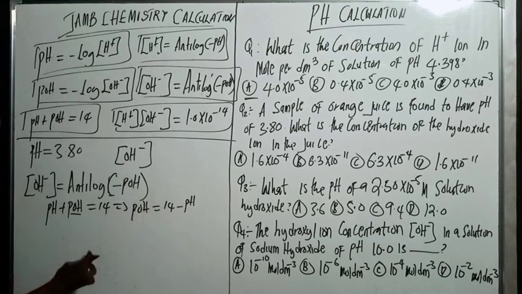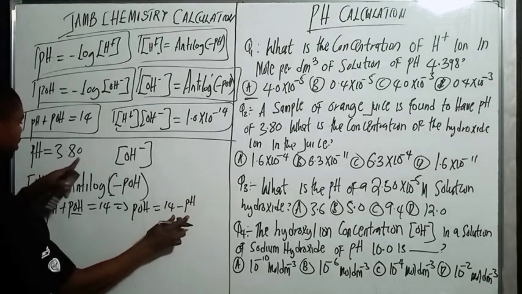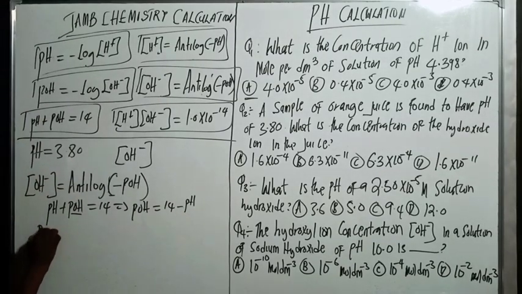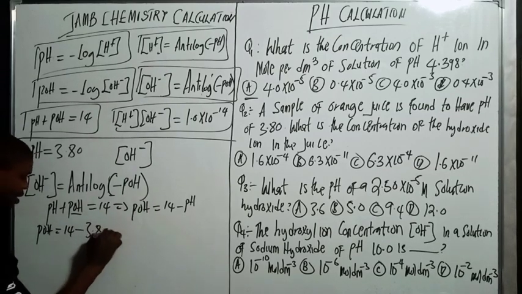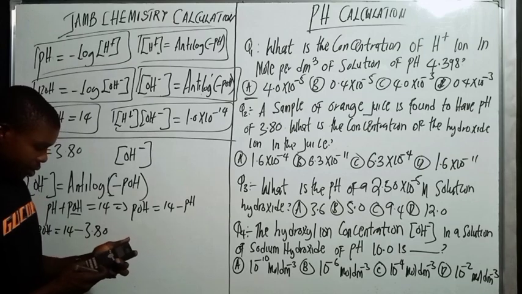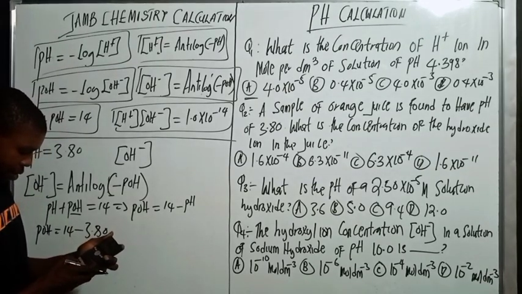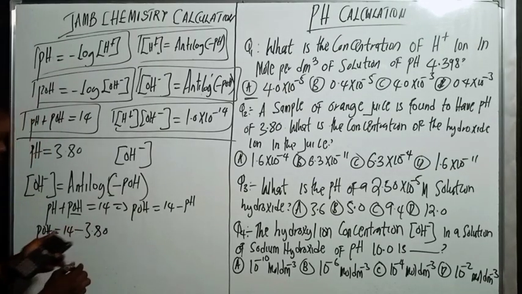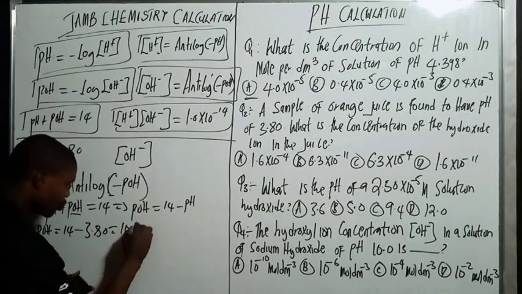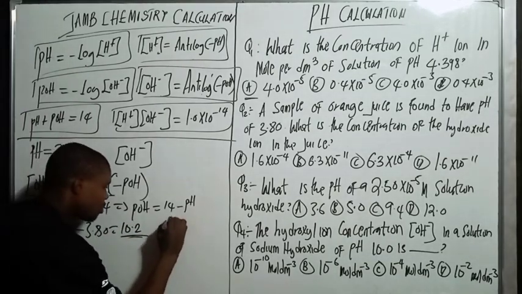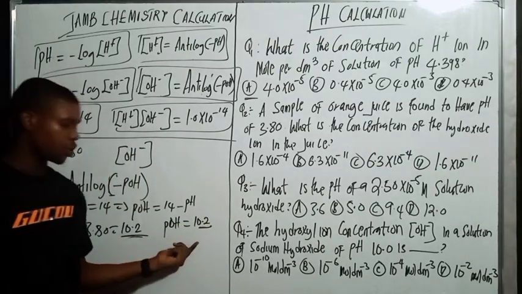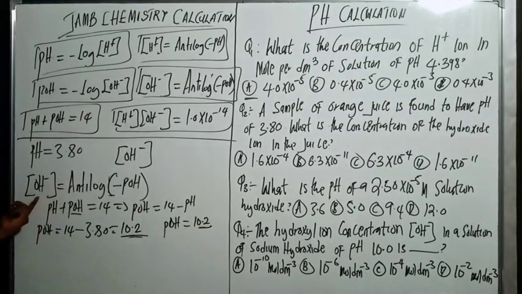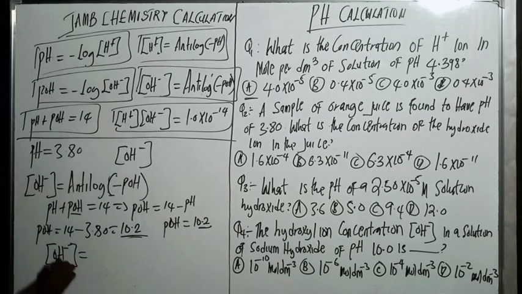So let's input our values here. Remember my pH was 3.80. So pOH equals 14 minus 3.80. So you have 10.2. So my pOH now is 10.2. Do you understand? 10.2. So from here I can easily apply this formula here. OH minus concentration equals what?